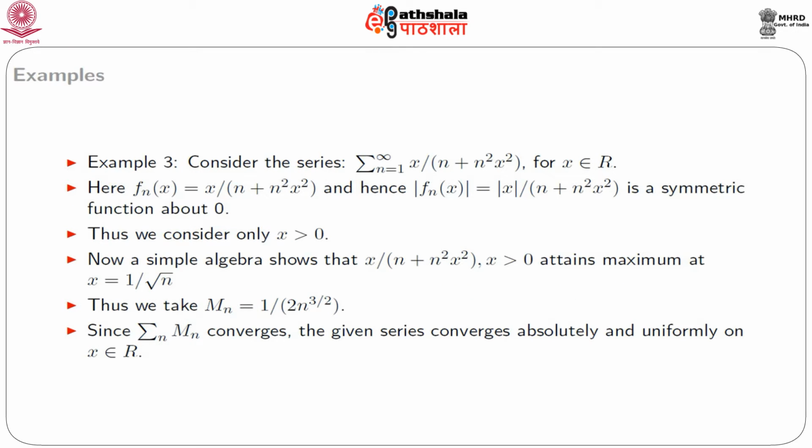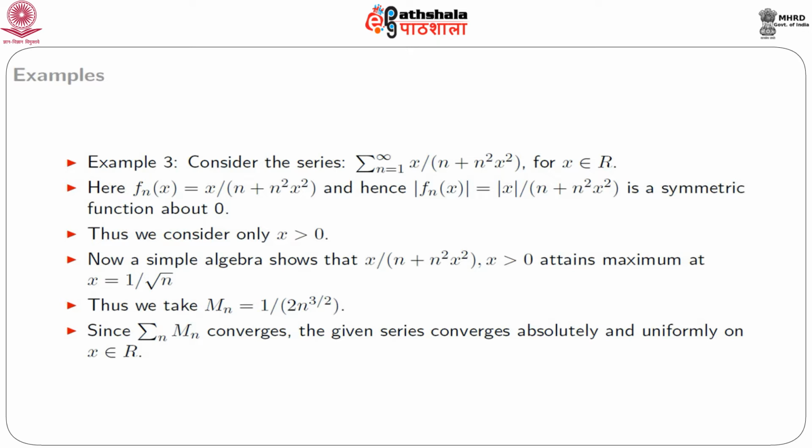Consider our next example. Suppose we have a series summation n from 1 to infinity x divided by n plus n square x square for x belonging to the real line. Here the absolute value of f n x is nothing but the absolute value of x divided by n plus n square x square, which is a symmetric function about 0. So, we consider only the nature of this absolute value of f n x for x greater than 0. Now, simple algebra shows that the function x by n plus n square x square attains its maximum at x equal to 1 by square root of n.